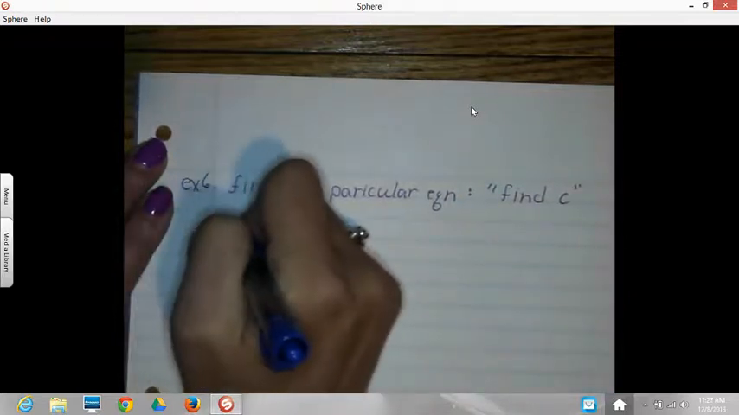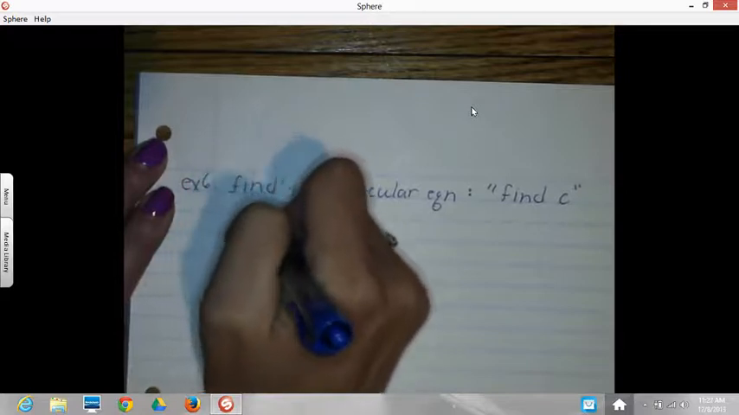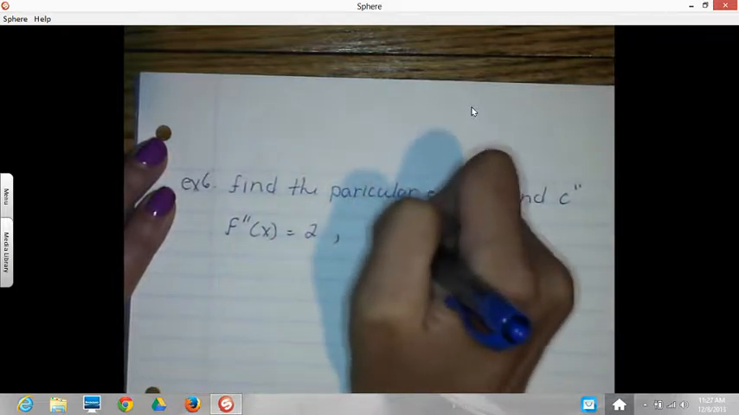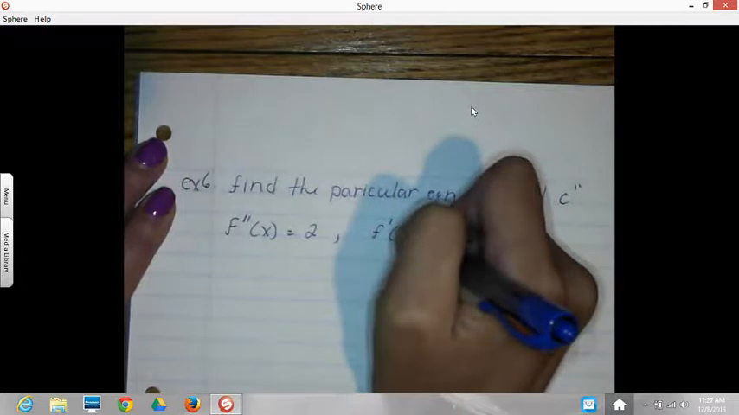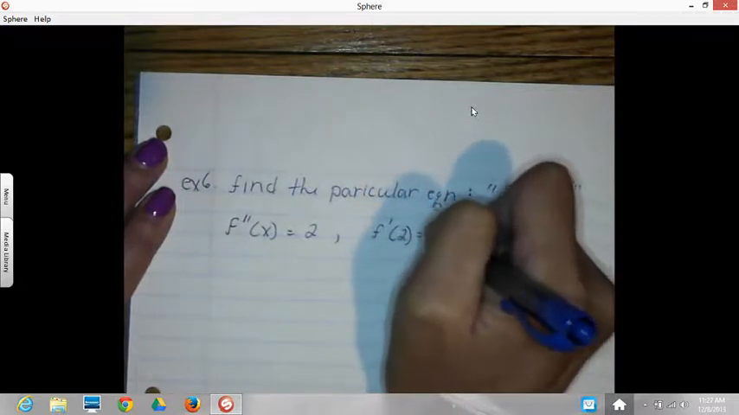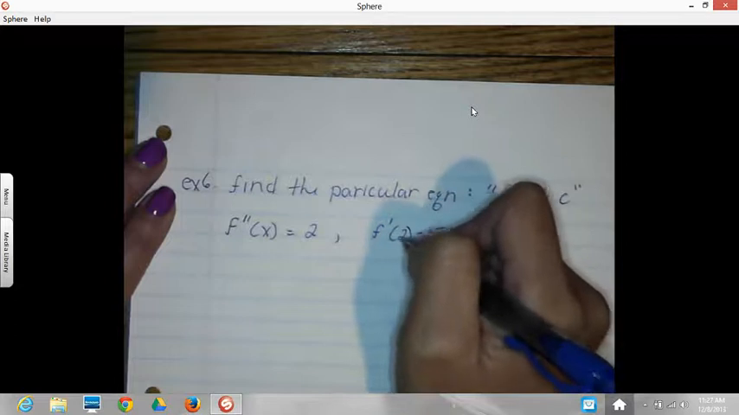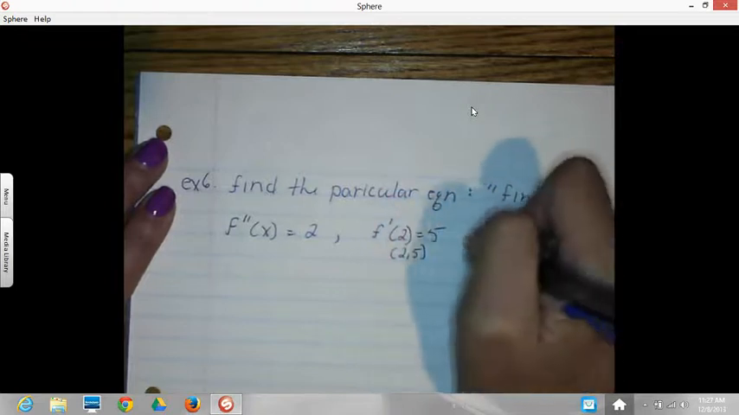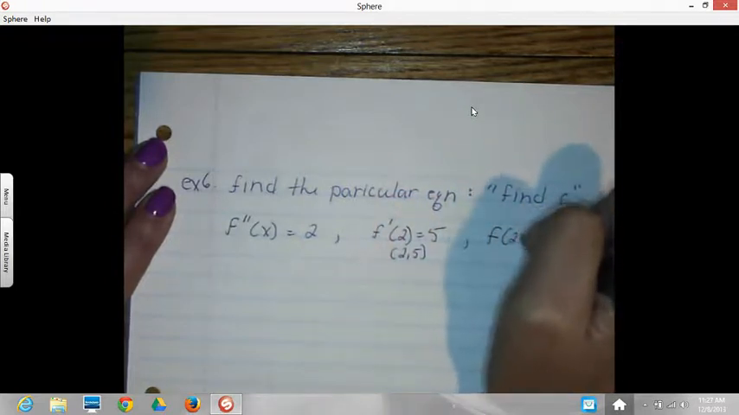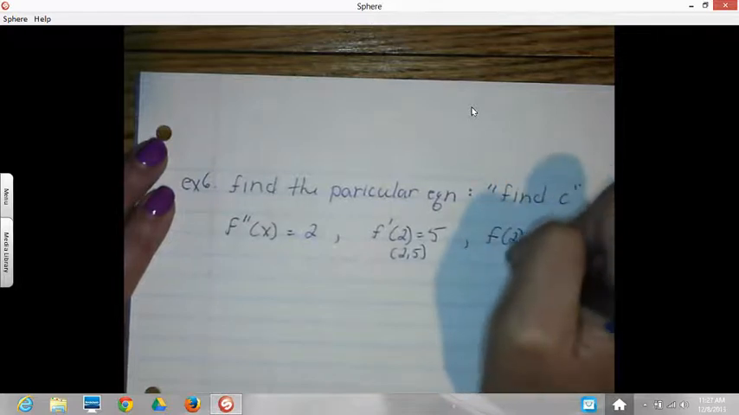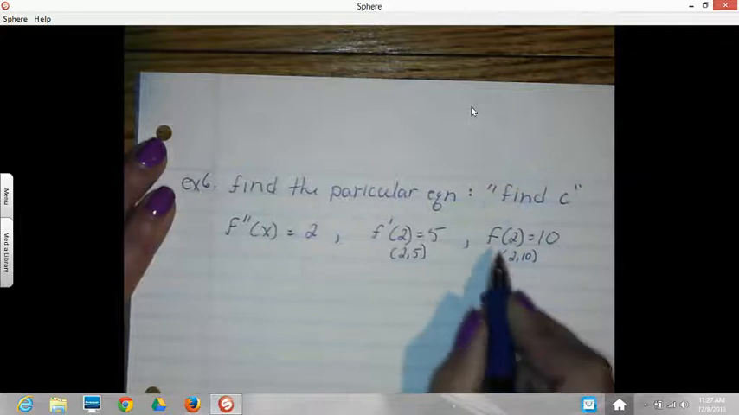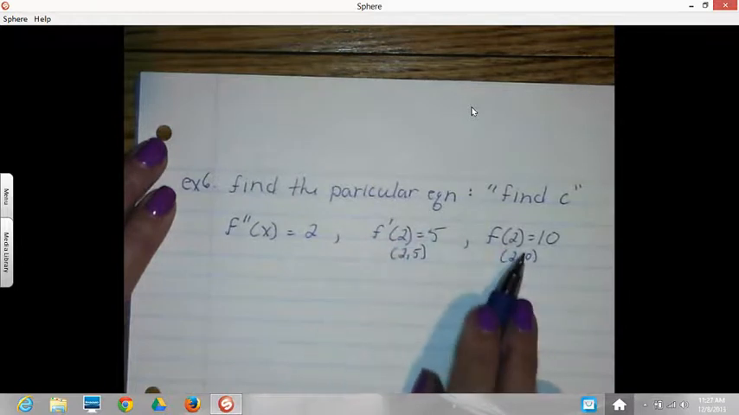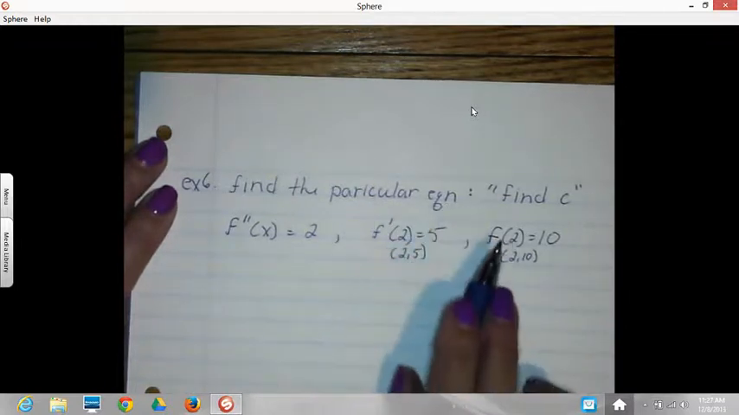So if I tell you that the second derivative function is 2, and I tell you that a point on the first derivative is f prime of 2 equals 5. That's an ordered pair. When x is 2, the function comes out 5. That's on f prime. And I tell you that f of 2 equals 10. That's another ordered pair. That's on the original function. So with the second derivative equation and a point on the first derivative and a point on the original function, we can find the particular equation for f of x.